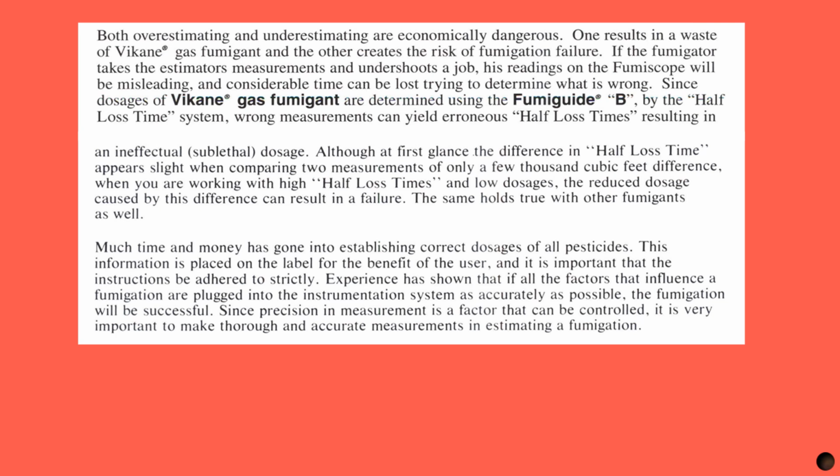Much time and money has gone into establishing correct dosages of all pesticides. This information is placed on the label for the benefit of the user, and it is important that the instructions be adhered to strictly. Experience has shown that if all the factors that influence a fumigation are plugged into the instrumentation system as accurately as possible, the fumigation will be successful. Since precision in measurement is a factor that can be controlled, it is very important to make thorough and accurate measurements in estimating a fumigation.